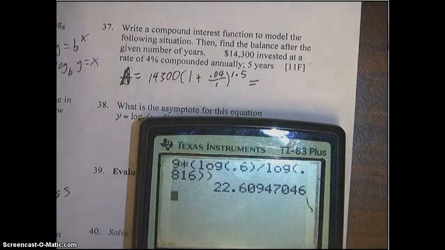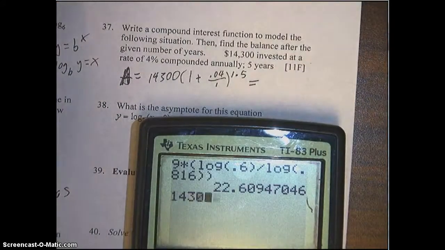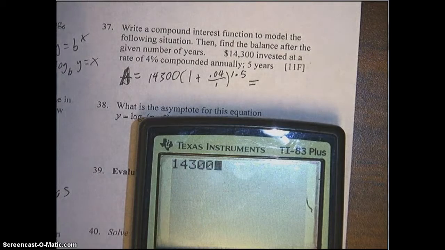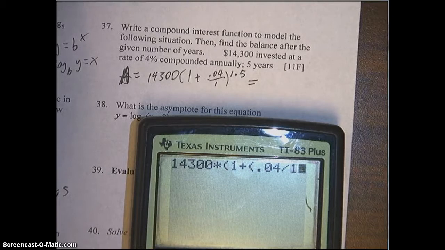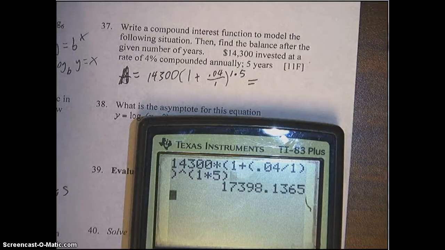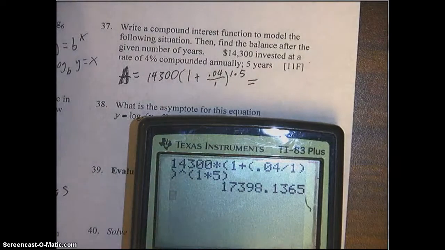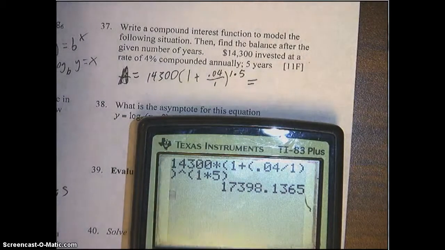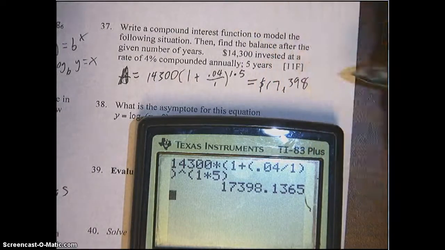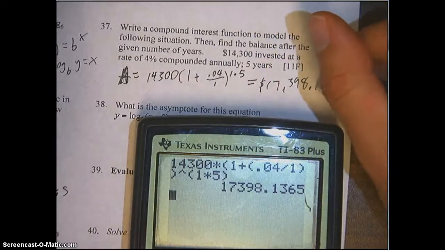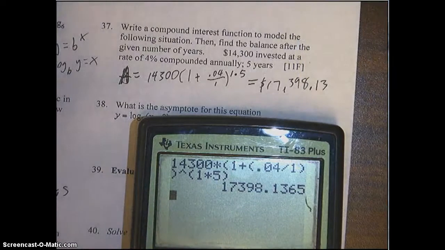So let's see, 14,300 times 1 plus 0.04 divided by 1, to the 1 times 5 power. And that spits out for 37 about $17,398 and about 13 cents. Now I round that down to 13 cents because the bank, they always round in their favor, so you can round that up to 14 cents.